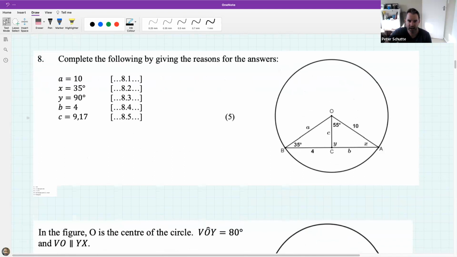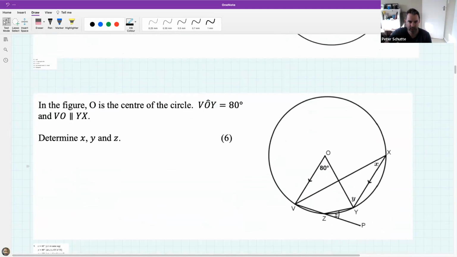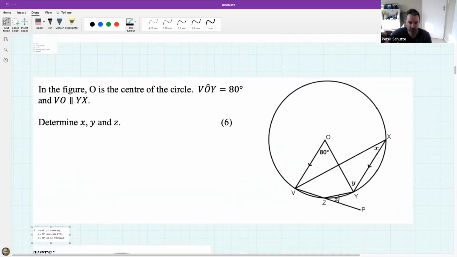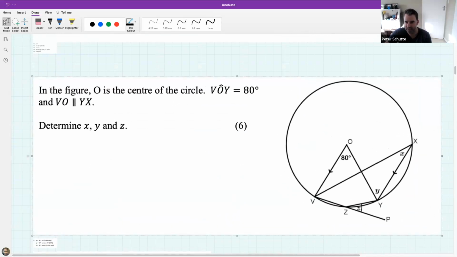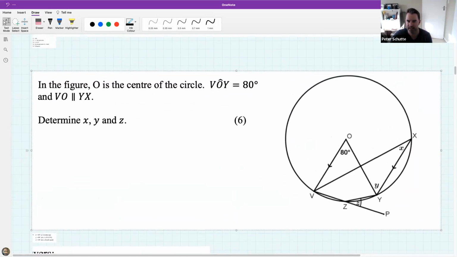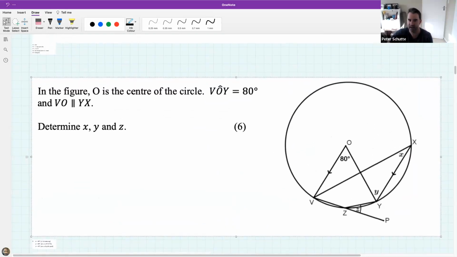Let's try another question over here. In this question, you have to find X, Y, and Z, and then we're going to move on to one with some of the new stuff mixed in. But let's just see if we can find X, Y, and Z. And you have to give me some of the reasons as well.